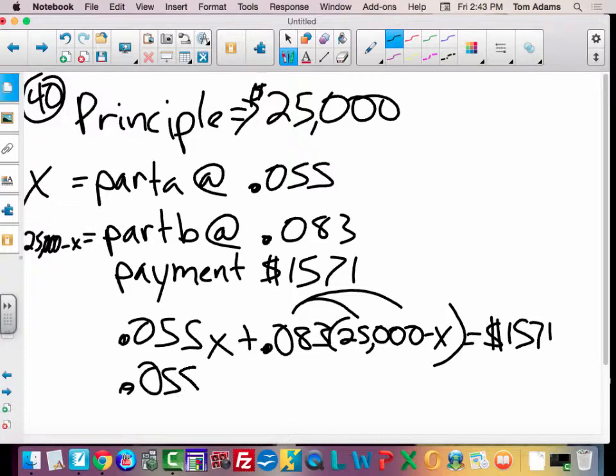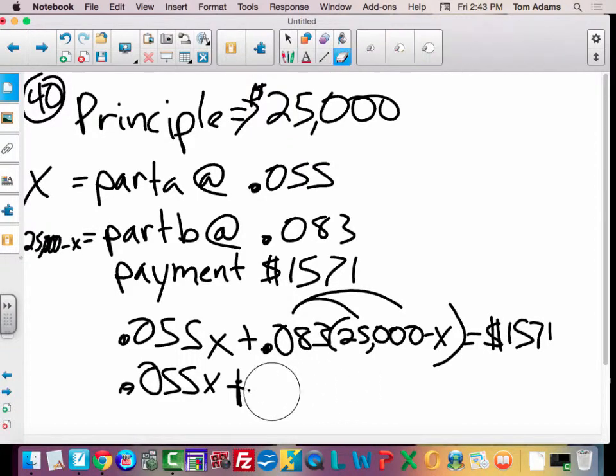I'll do the first one. You should get, for the first one, 0.083x. Well, I'll do the second one. You guys do the 0.083 times 25,000. I'll do this one.